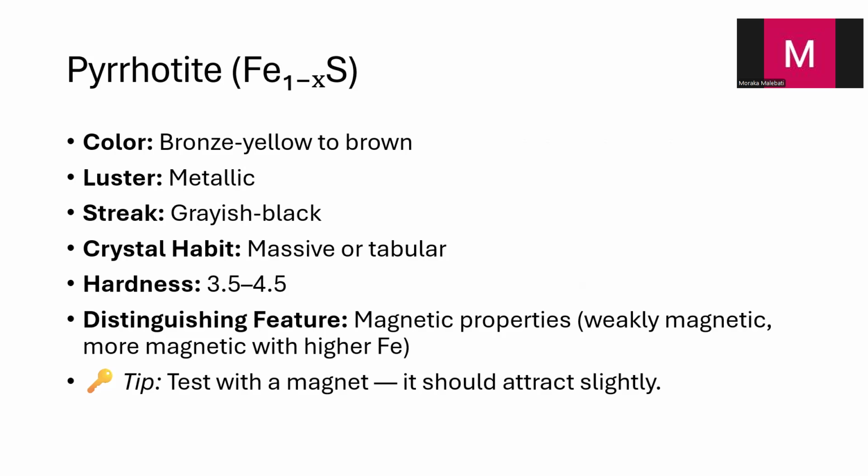Like I said, in terms of luster, all of these sulfides are metallic, and the pyrrhotite has a bronze or yellow to brown color.